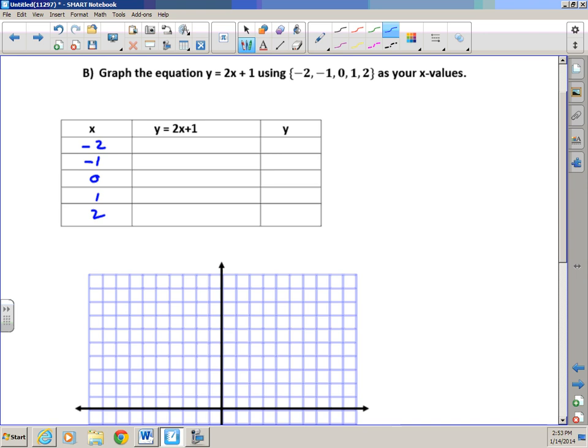The key is we don't want to choose numbers that are going to give us very large values so that they're going to be difficult to graph. So all this means is in place of x, I'm going to put in these 5 values and evaluate what I get. So in other words, I'm inputting 5 different values for x, and I'm going to calculate my output. What's my output?